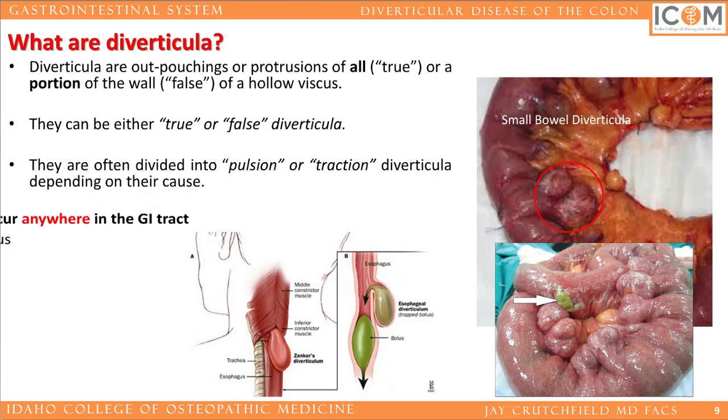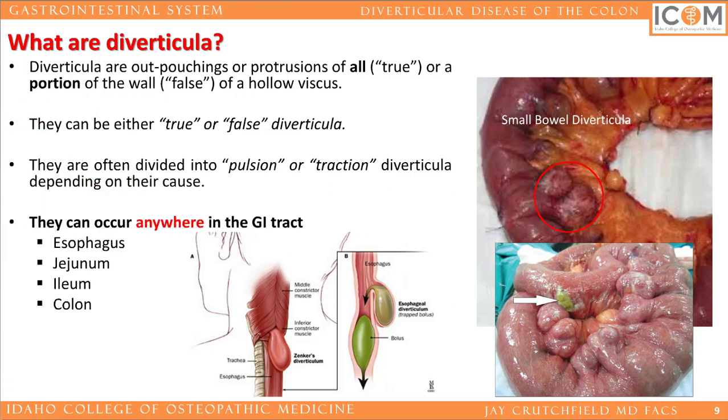The esophagus, i.e. a Zenker's diverticulum, which is a false diverticulum, a jejunal diverticulum, which can be either a true or a false diverticulum, and an ileal or a cecal diverticulum. What about a Meckel's diverticulum? Meckel's diverticuli include all layers of the bowel wall and as such are true diverticuli. Here's an example of jejunal diverticuli seen at surgery. The source is the New England Journal of Medicine, Jejunal Diverticular Bleeding.